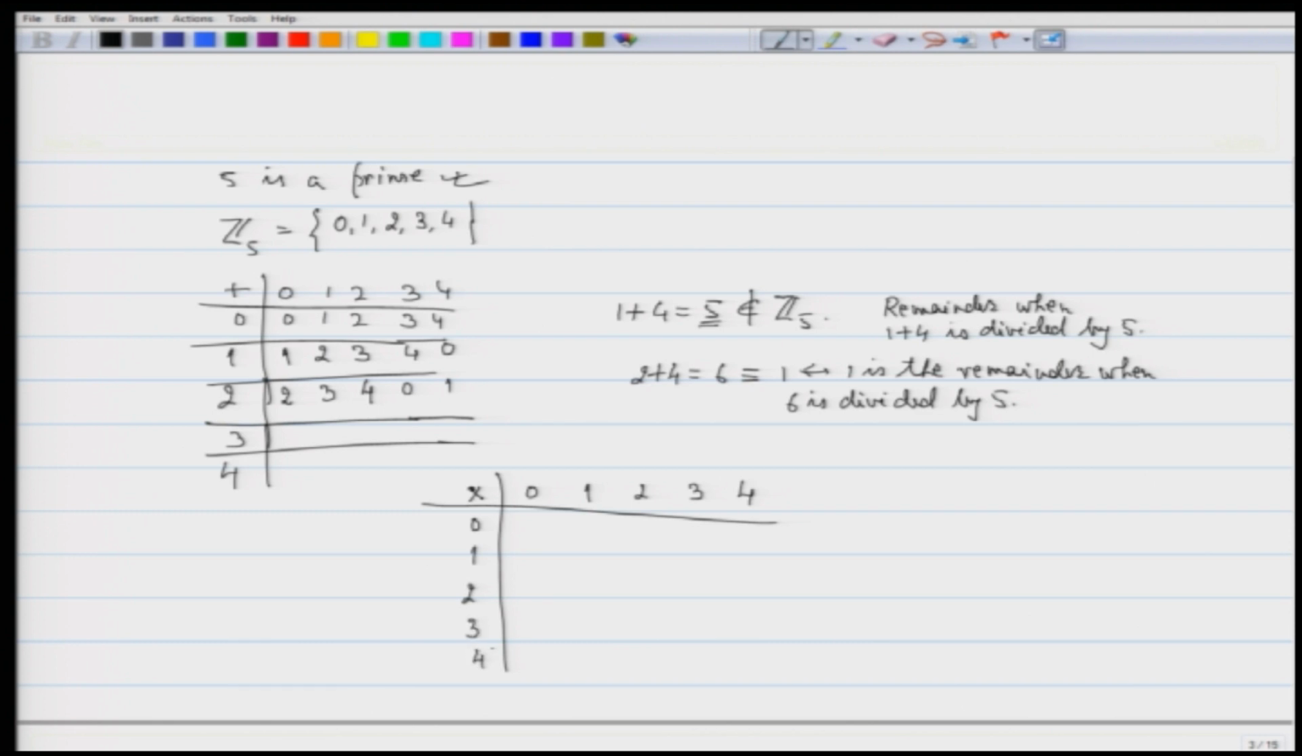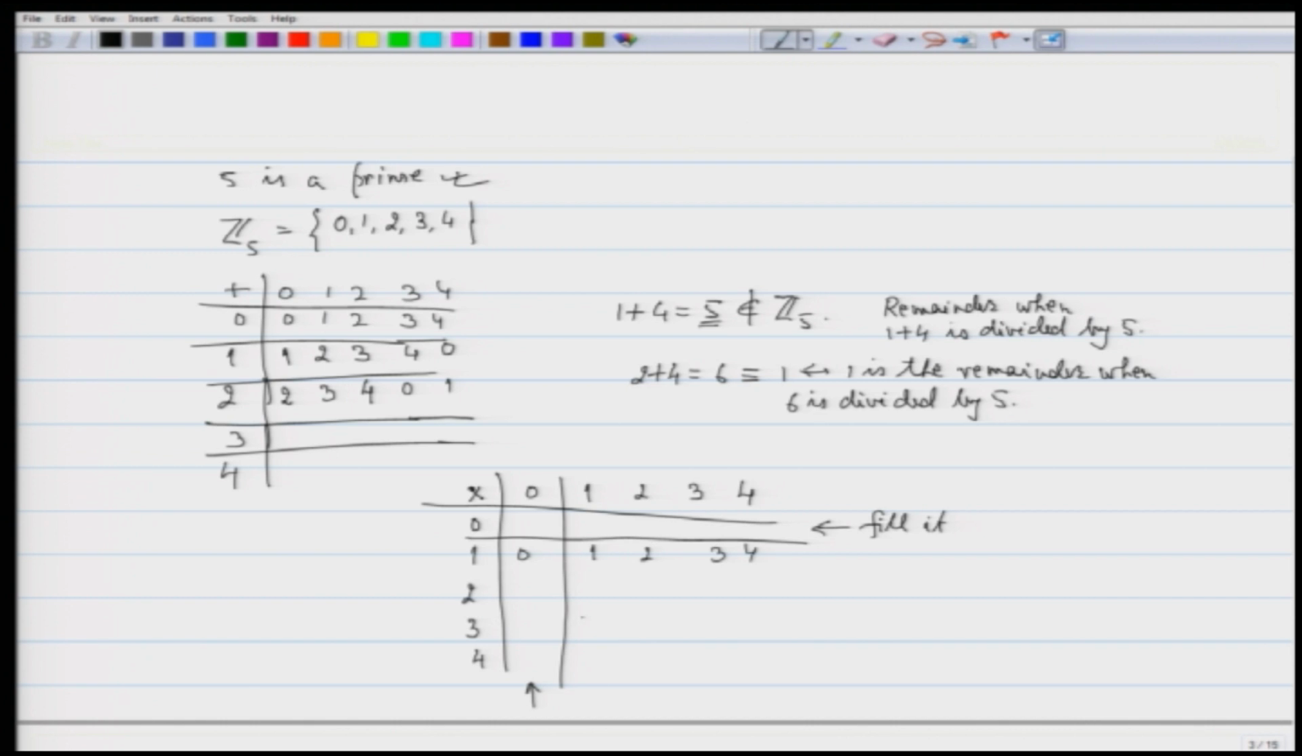I already know that 0 times any number is 0. So, I do not have to worry. 1 times any number is also the same number. So, it will be 0 here, 1 here, 2, 3, 4. So, fill this yourself. Similarly, I would like you to fill this part also. Fine. Let us multiply by 3 and see what the table should be.